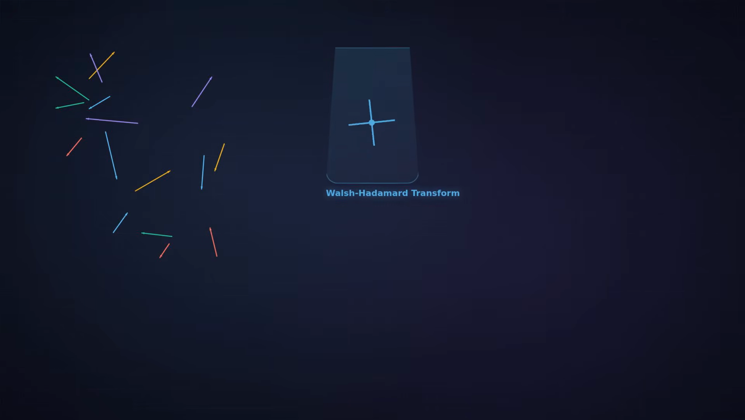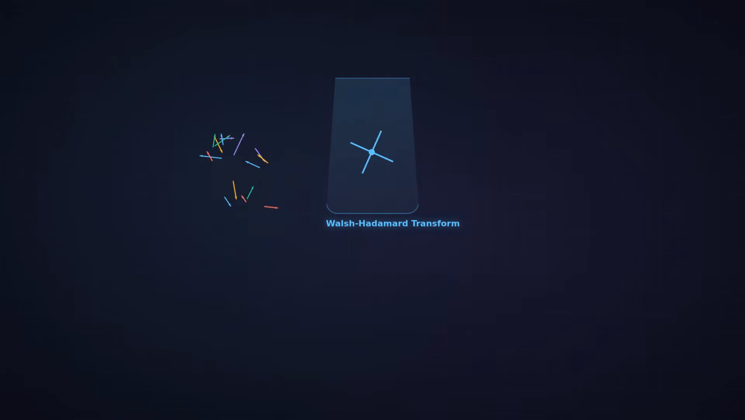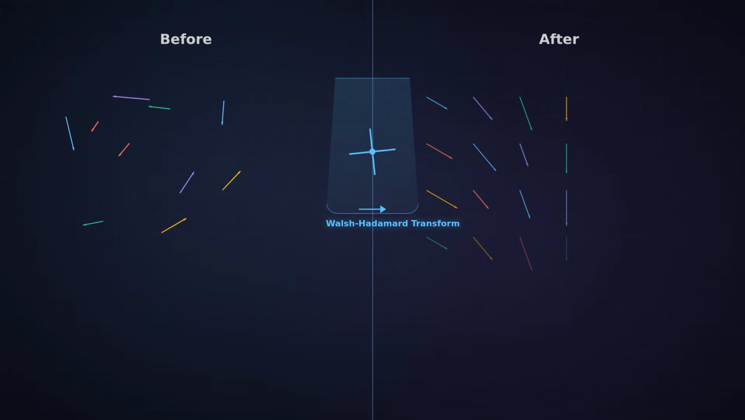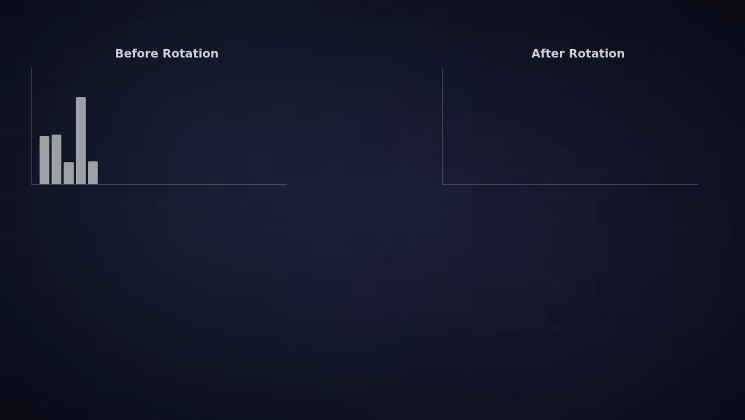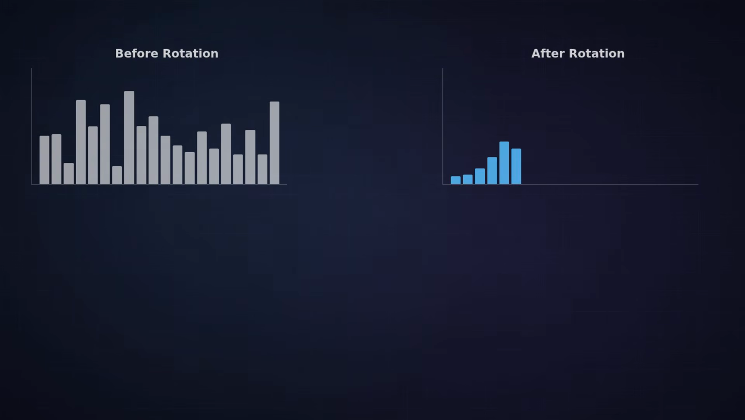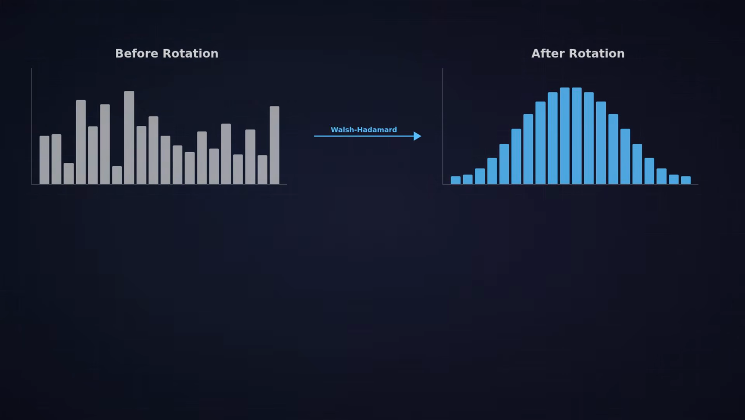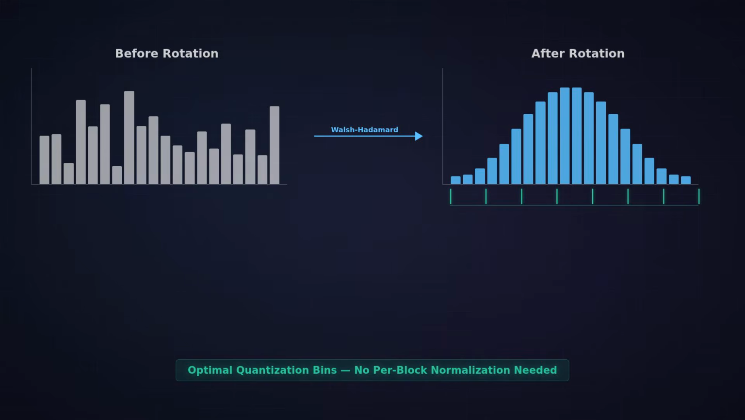PolarQuant does something different. First, it scrambles all the vectors using a Walsh-Hadamard transform, a mathematical blender that spreads information evenly across every coordinate. After this rotation, something beautiful happens. The vectors become statistically predictable. Their coordinates follow a known distribution, a beta distribution. And once you know the shape of your data, you can design the perfect quantizer for it. No per block normalization needed.